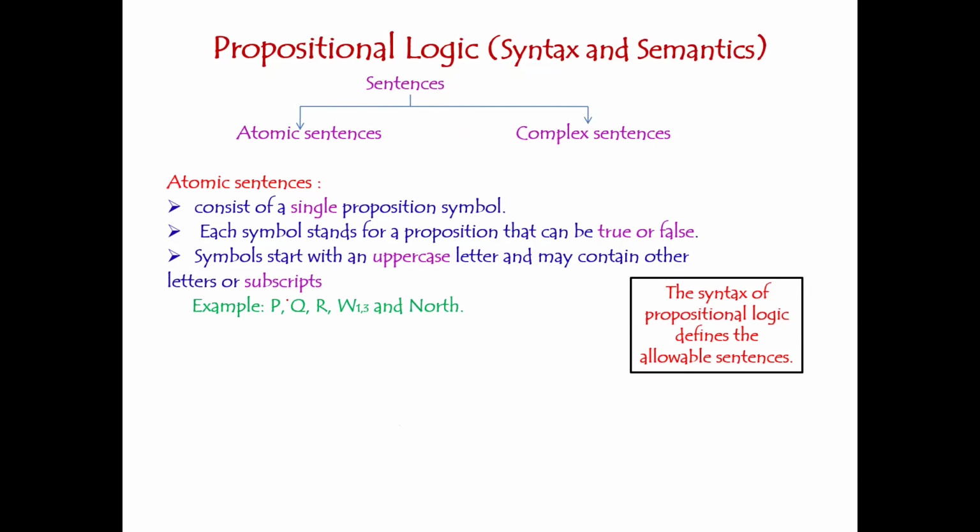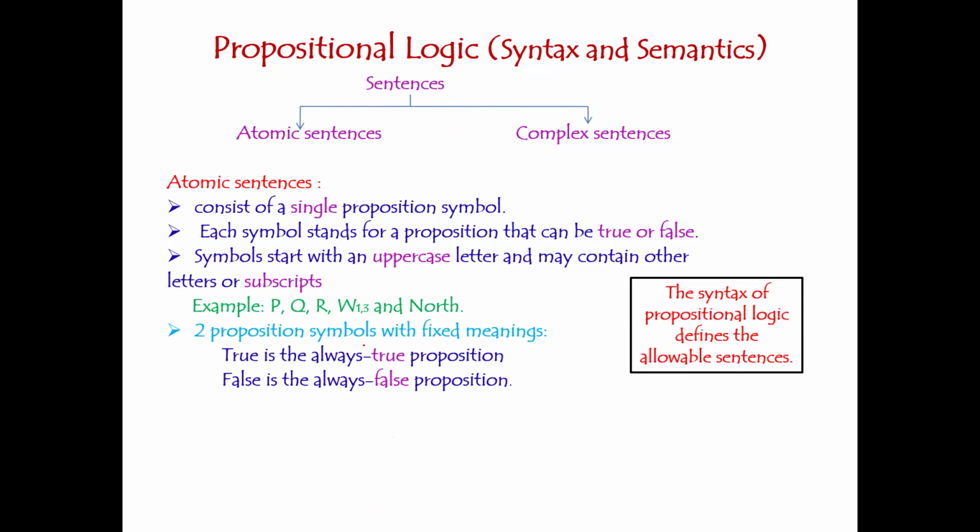For example, you can see P, Q, R. All these are in uppercase. W1,3: here I'm using the subscript, and I'm using the word not. All these are valid propositional symbols denoting the atomic sentences. Also we should know about two propositional symbols which have fixed meanings. They are true proposition and false proposition. If any proposition is true in all the cases, always true, then we call it a true proposition. A false proposition's truth value is always false.